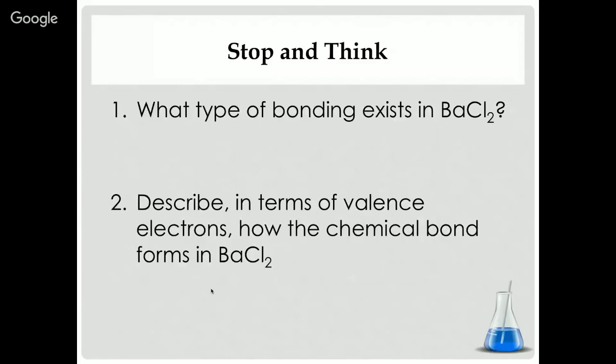And let's try another question. What type of bonding exists in BaCl2? And then question 2, describe in terms of valence electrons how the chemical bond forms in BaCl2.